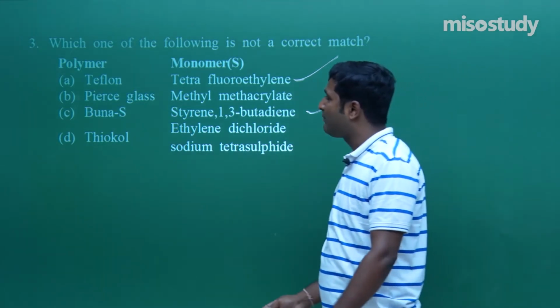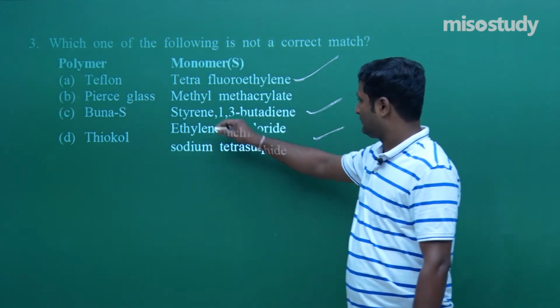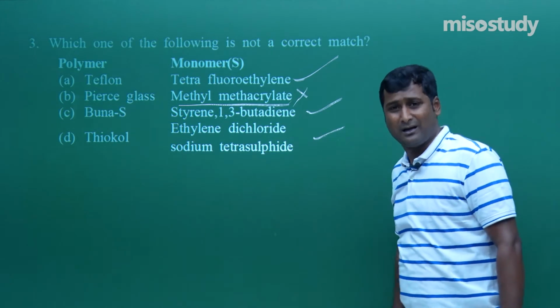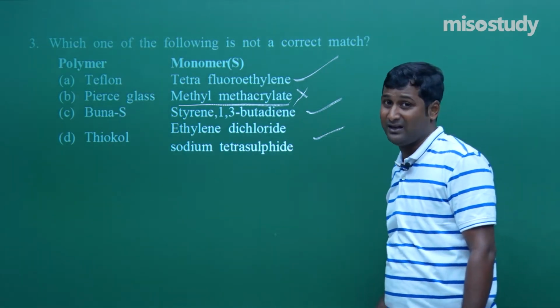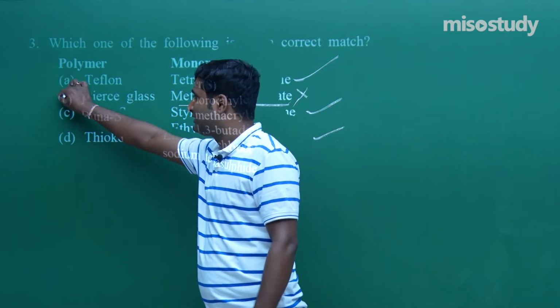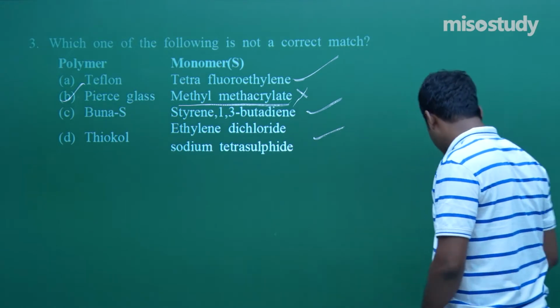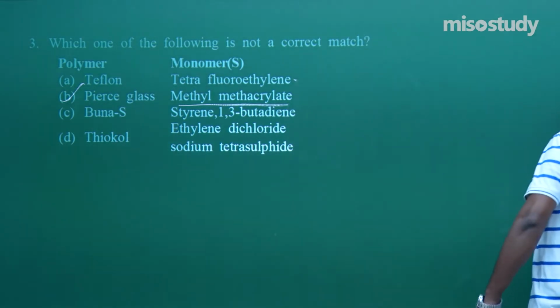But if I talk about Perspex glass, methyl methacrylate is not a correct combination. So for this question, what will be the correct option? Sir, it is very, very simple. For this question, B is the correct option. Clear to you? Now I am going to rub this part and we'll move towards the next question. Wait for a moment, friends.